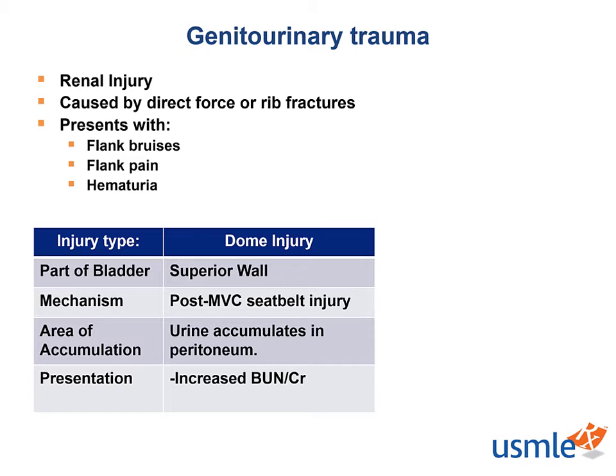Superior bladder wall or dome injuries typically present after a seatbelt injury following an MVC. The dome of the bladder is the weakest point of the bladder, especially if the bladder is full at the time of the accident, and the increase in pressure from an abrupt stop may lead to rupture. Dome injuries that rupture the overlying peritoneum will lead to fluid extravasation into the peritoneal cavity, or intraperitoneal.